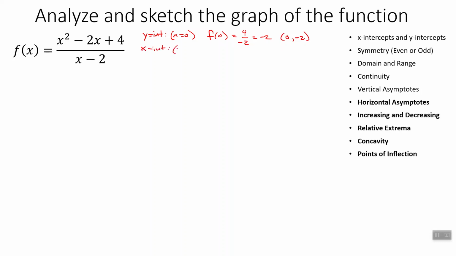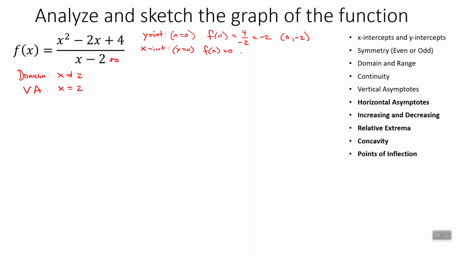X-intercepts are when y equals 0. So we're setting our function equal to 0. Well, it's going to equal 0 when the top equals 0, and when the bottom's not equal to 0. We could probably just take a quick look at the domain here. The bottom can't equal 0, so x cannot equal 2, which also means we have a vertical asymptote at x equals 2. So if we get 2 for an answer, we know not to include it here.